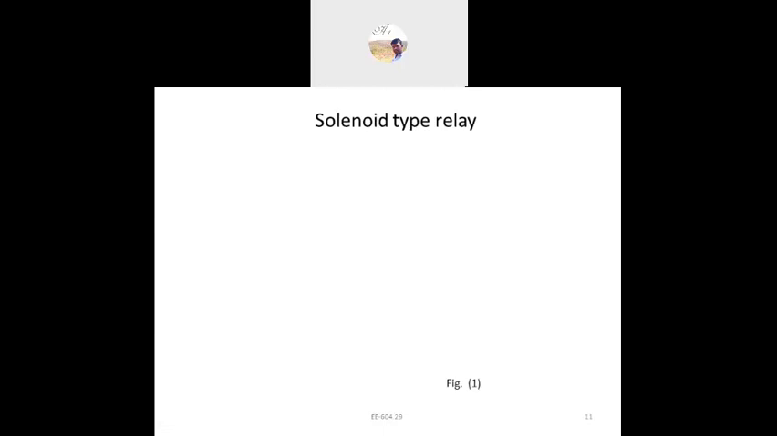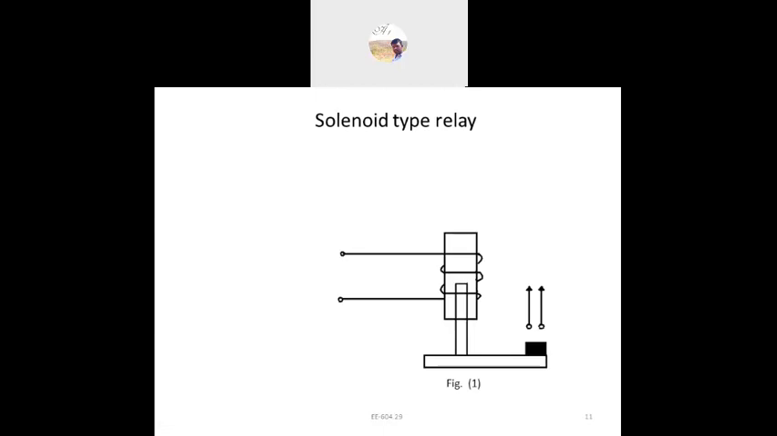Here is one of the types, the solenoid type, which is an electromagnetic type. This is one example of an electromagnetic relay. Here the supply will be connected here.